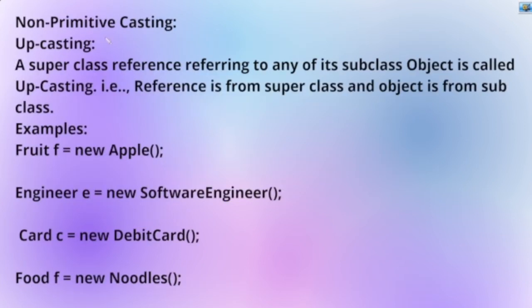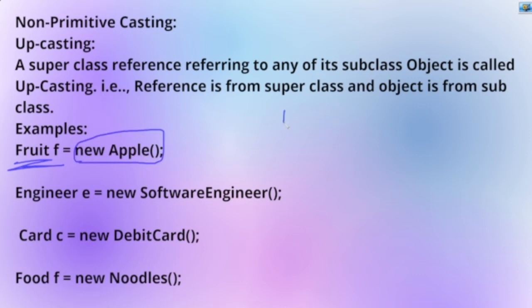Next is non-primitive casting. Here you have upcasting and downcasting. So let us see the first, upcasting. A superclass reference referring to any of its subclass objects is called upcasting. That is, the reference is from the superclass and the object is from the subclass. Now the reference will be from the superclass, whereas the object creation will be from the subclass.